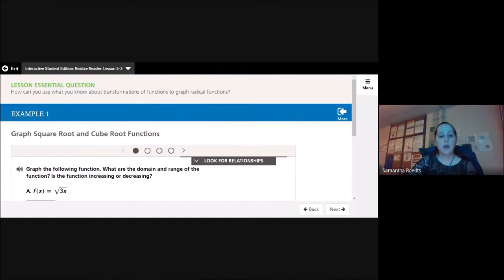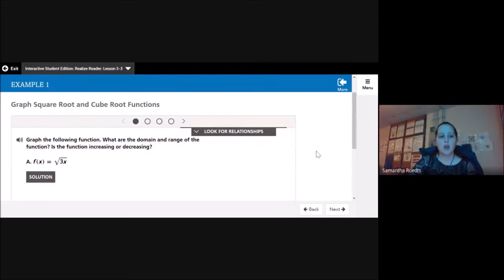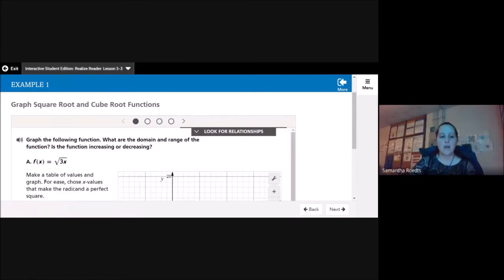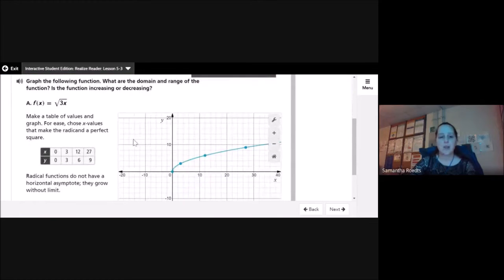Example 1, graph square root and cube root functions. Graph the following functions. What are the domain and range of the function? Is the function increasing or decreasing? So I have f of x equals the square root of 3x. So I make a table of values and graph.